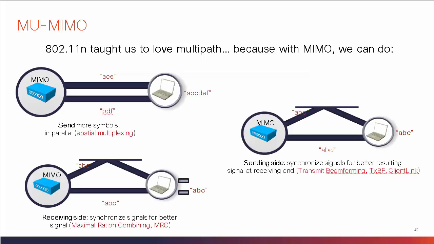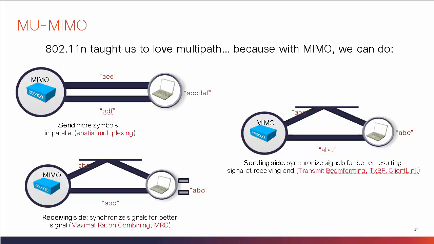And that's what 11n brought: the ability to use these multiple transmissions with spatial multiplexing, the ability to receive the multipath echoes from different antennas with maximal-ratio combining, and the ability to repeat the same signal twice on two transmitters to increase the potency of the signal at the receiver with transmit beamforming.